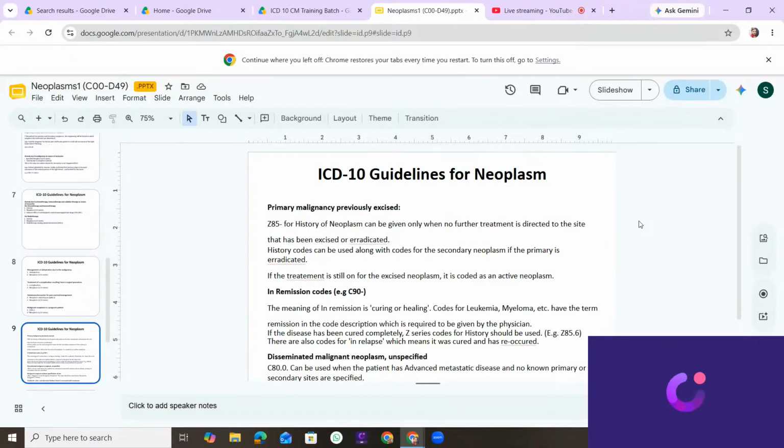In remission, the code that comes in the C90 series, the meaning of remission is curing or healing. Codes for leukemia, myeloma, etc. have the term remission in the code description, which requires it to be documented by the physician. If the disease has been cured completely, Z series codes for history should be used. Example: Z85.6. There are also codes for relapse, which means it was cured and has reoccurred. So relapse means that some problem was cured, and after that it reoccurred.